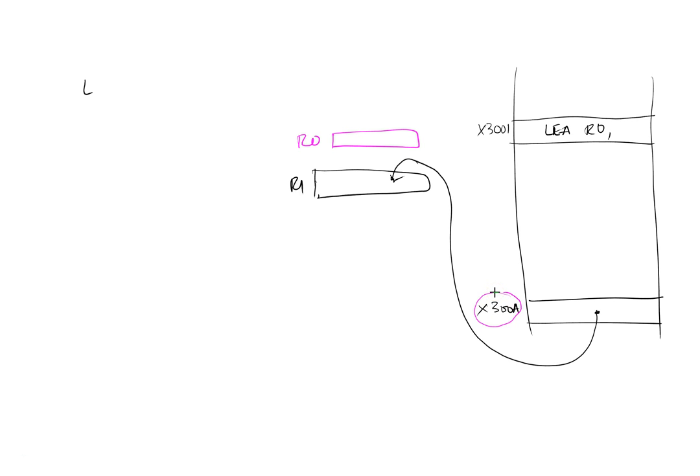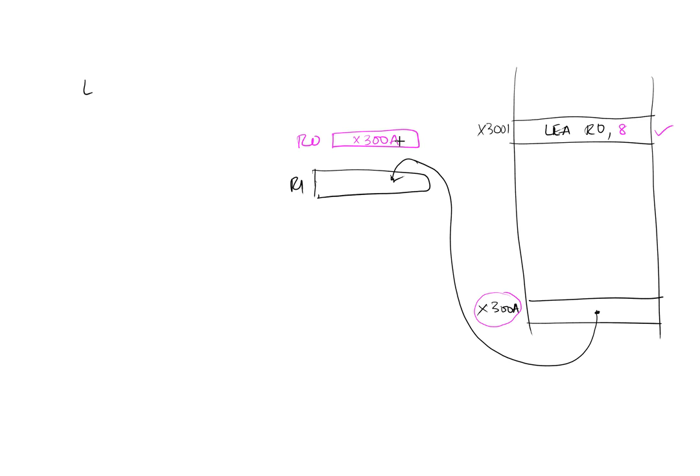which means I'll take the PC, and if I add 8 to the PC, what will I get? 300A. But I don't go and grab the contents of that location. I say, don't give me the contents of that location. Give me the address itself and put it into R0. So if I put an 8 here, when I finish this instruction, R0 will get x300A. It hasn't gotten the value yet. It didn't get the contents, it just got the address, right?